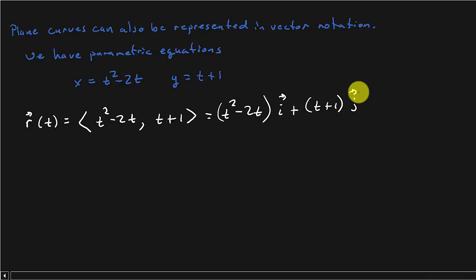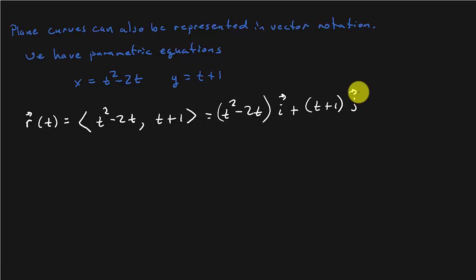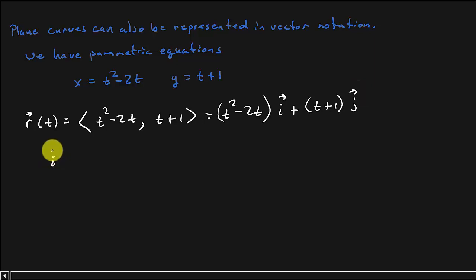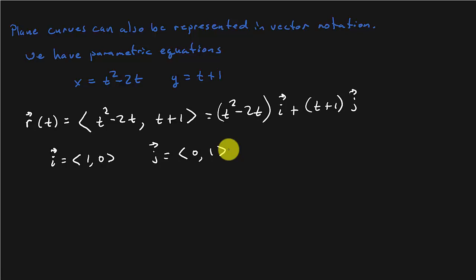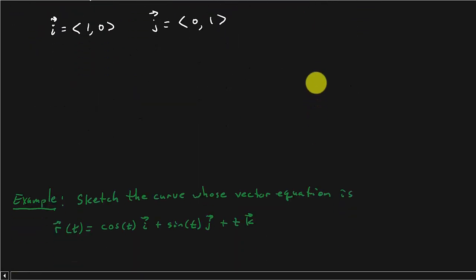Now notice here all we have is an x and a y. We don't have a z component, do we? So here vector i would be the vector 1, 0, and vector j would be the vector 0, 1. Okay, so you can represent plane curves in vector notation.